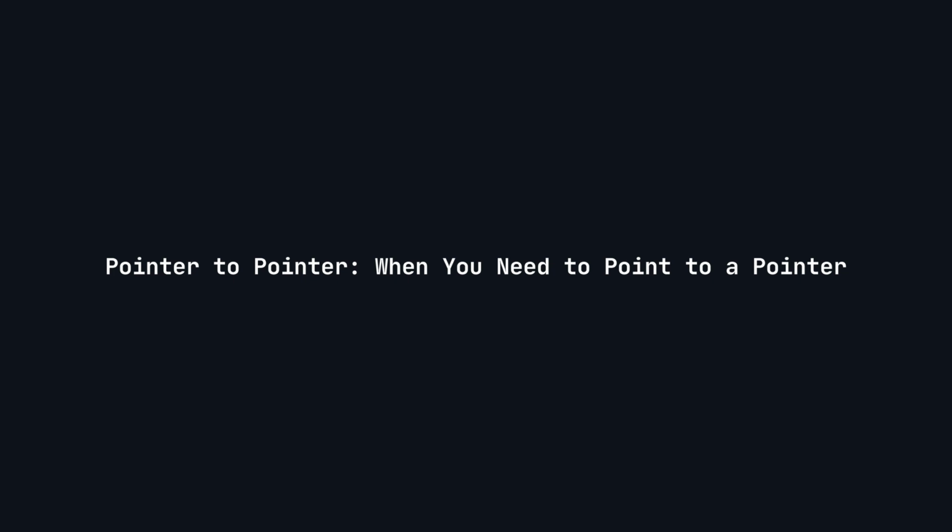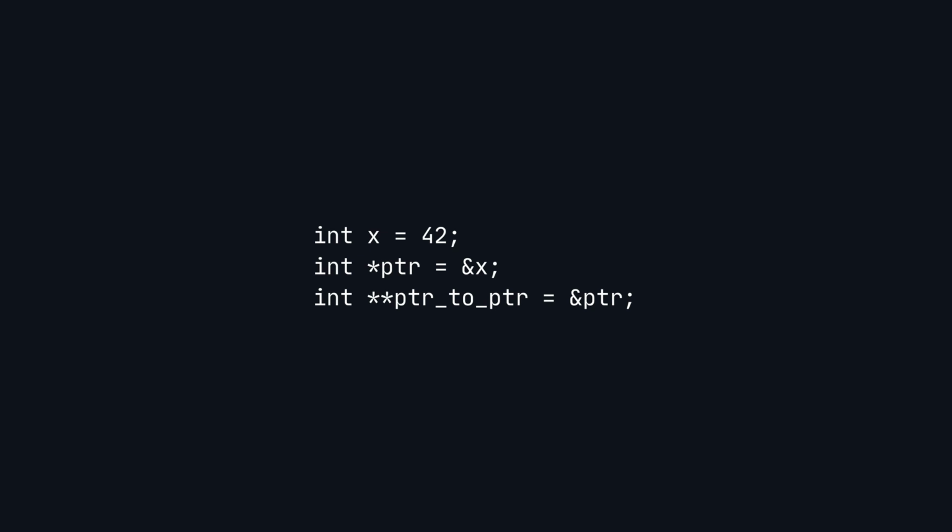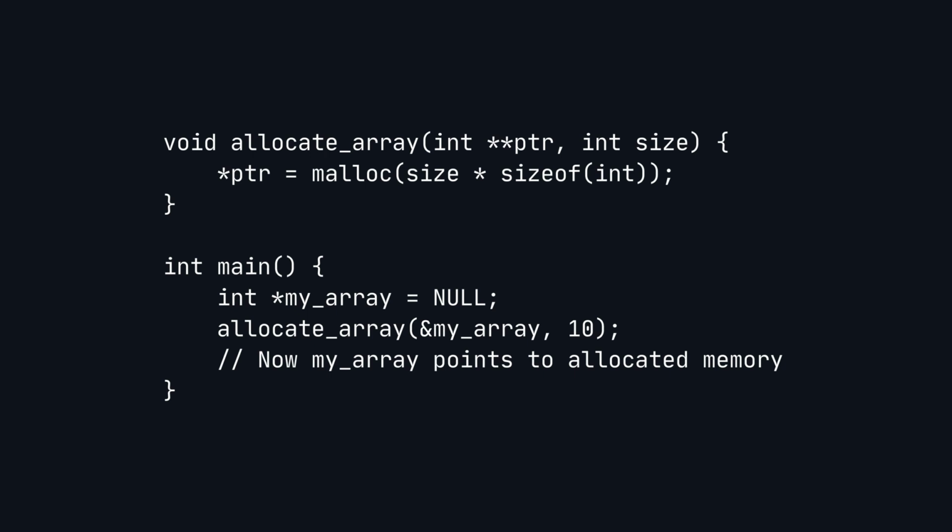Sometimes you need a pointer that points to another pointer. This is a pointer to a pointer, declared with 2 asterisks. Why would you ever need this? A common use case is when you want a function to modify a pointer itself, not just the value it points to. We pass the address of myArray to the function. Inside the function, we dereference it once to get to myArray itself, then assign it a new value. This allows the function to change where myArray points.